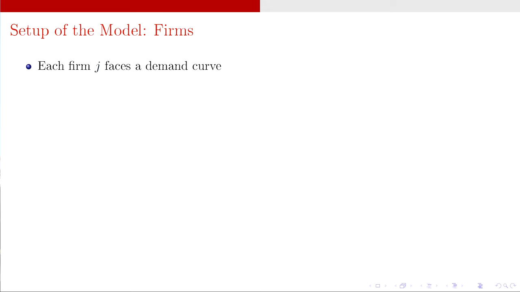So we'll say that each firm J faces a demand curve that's described by this relation right here. The consumption of good J at time T is equal to lowercase p sub JT, the price of good J produced by firm J at time T, divided by capital PT, the aggregate price level. So it's a ratio of the price of the good produced by firm J to the prices of all other goods being produced in that economy, raised to the power of negative theta J. That negative theta J is the elasticity of demand for that particular good.